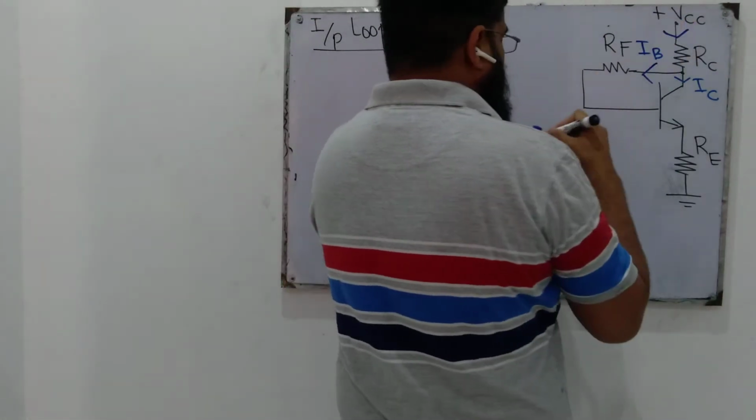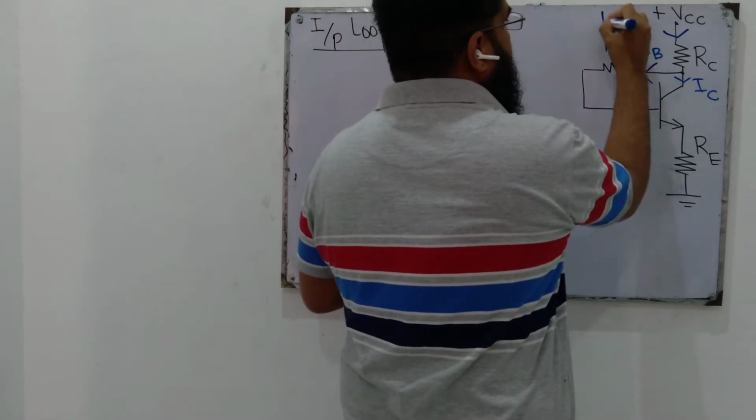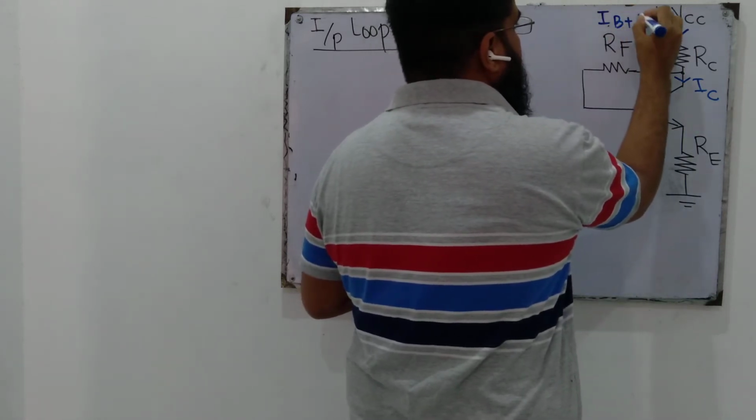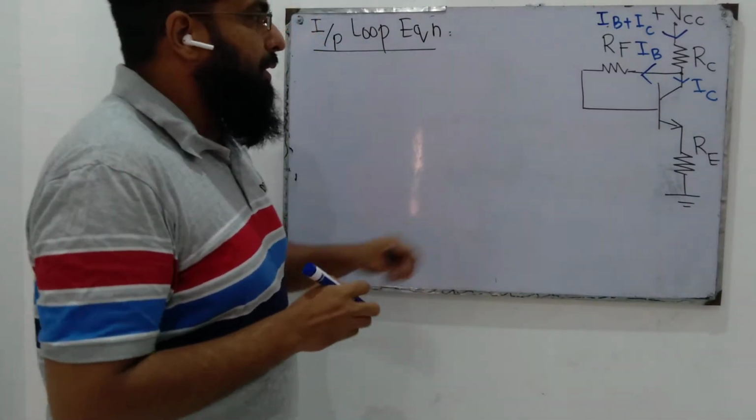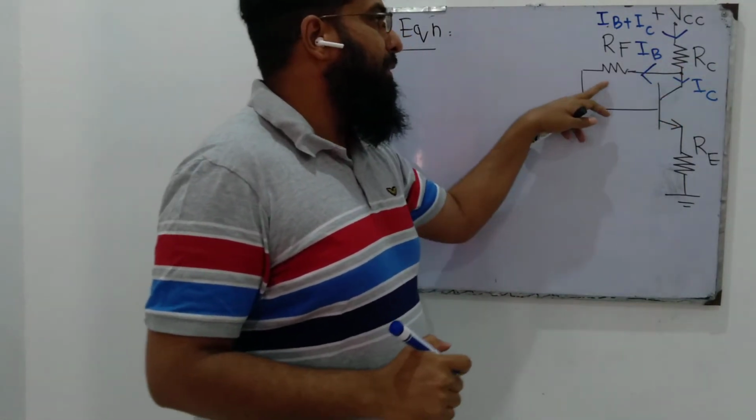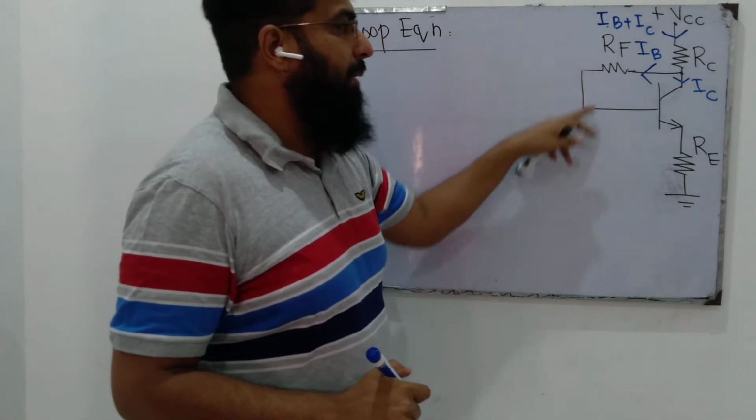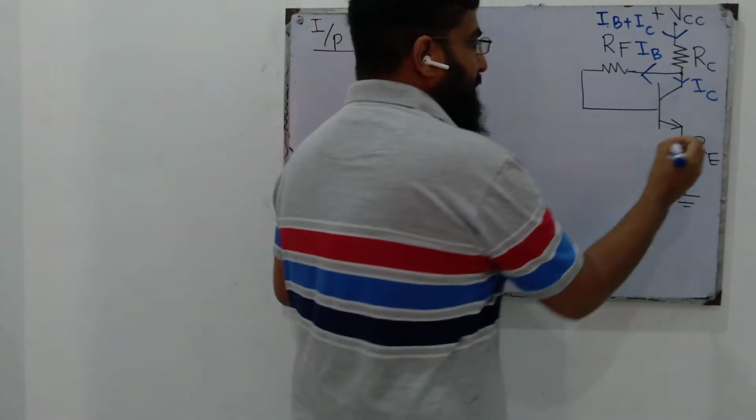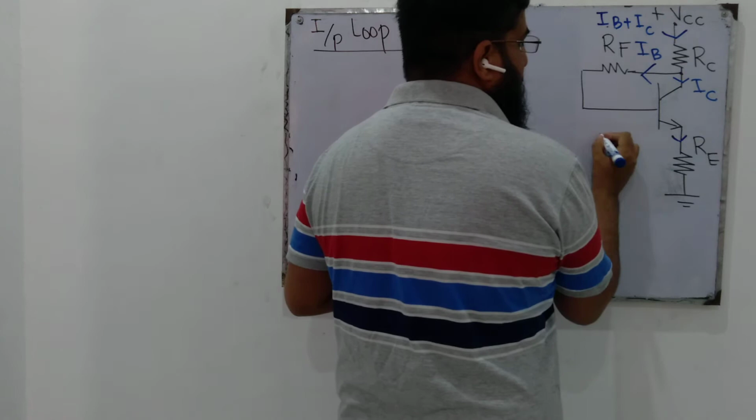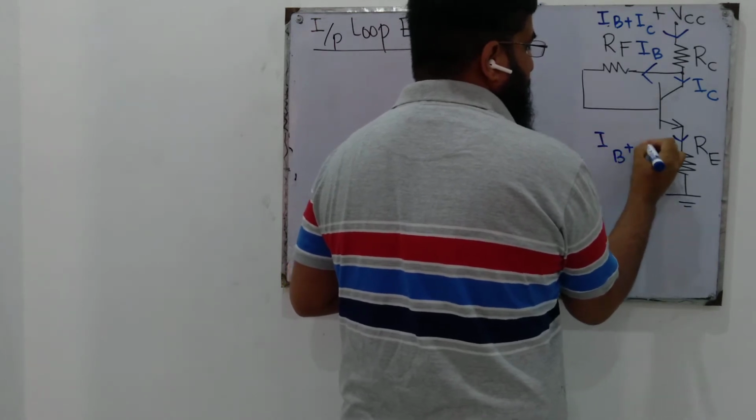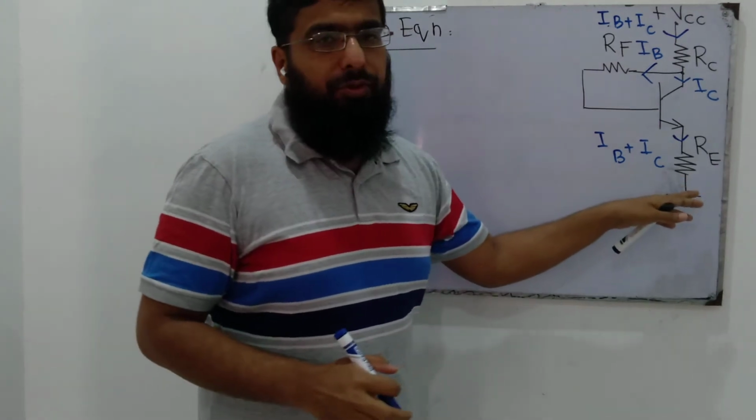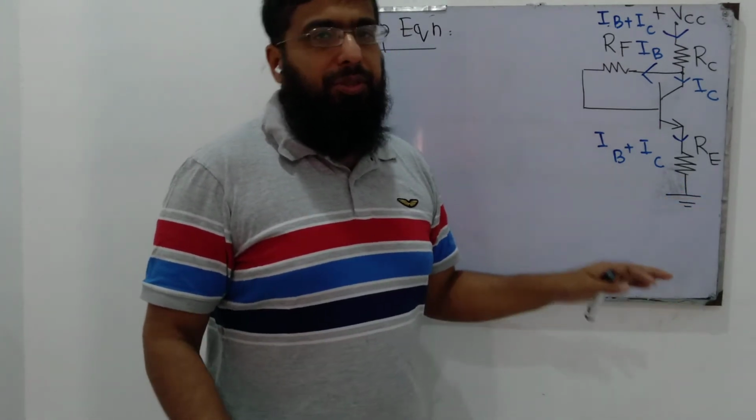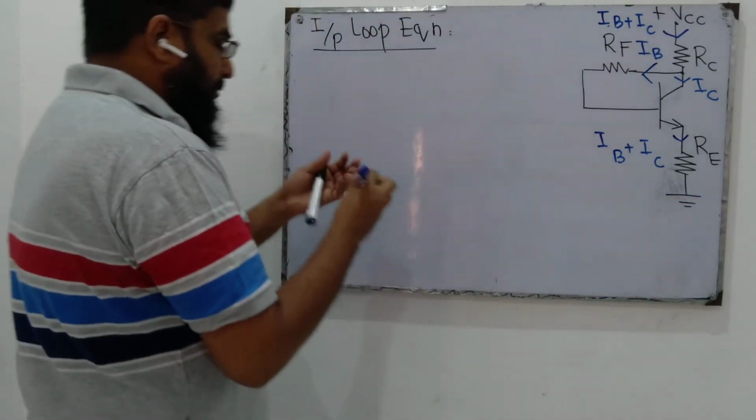So this current has to be IB plus IC. So the current through RC is IB plus IC. The current through RF resistor is IB. And again, at the emitter, since we know that the emitter current is the sum of the base current and collector current, the same IB plus IC flows through RE. So now we are in a position to write the input loop equation straight away.